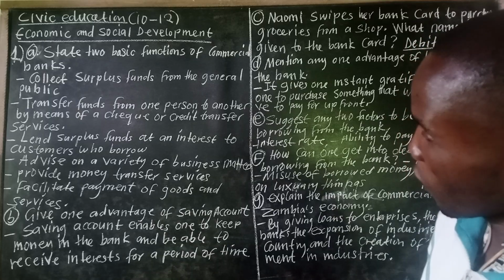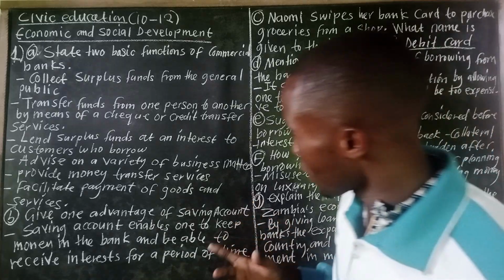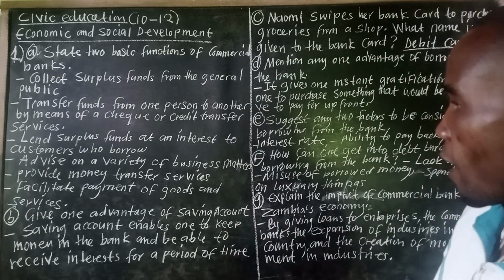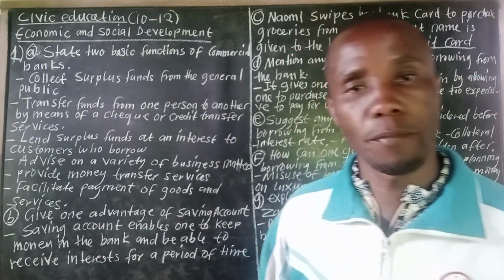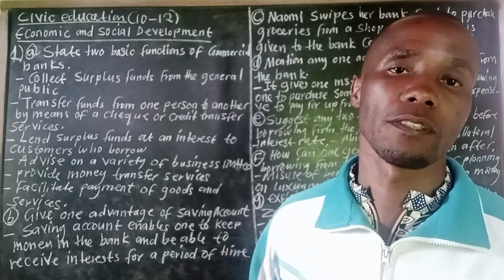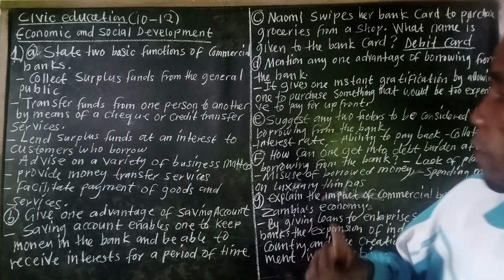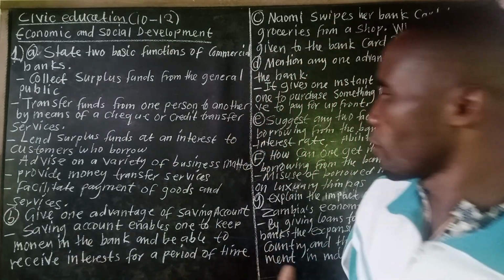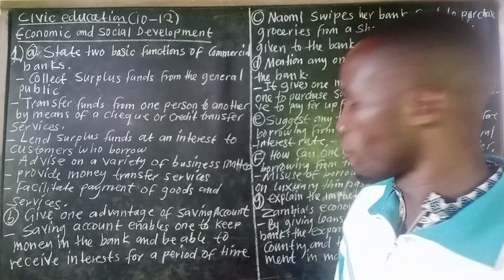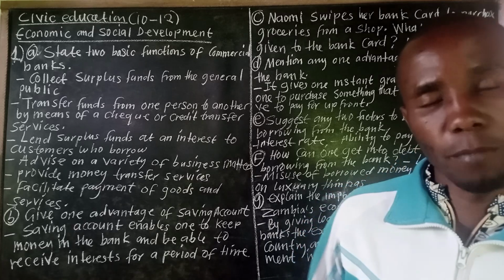Then we go to question 1B. Give one advantage of a savings account. What do you think can be the good part of a savings account? A savings account enables one to keep money in the bank and to receive interest for a period of time. That's a good part of it.